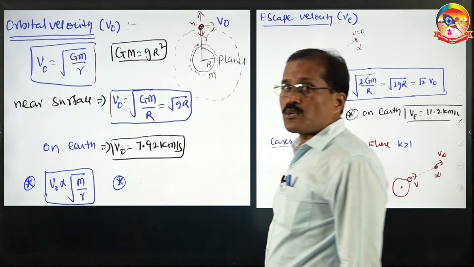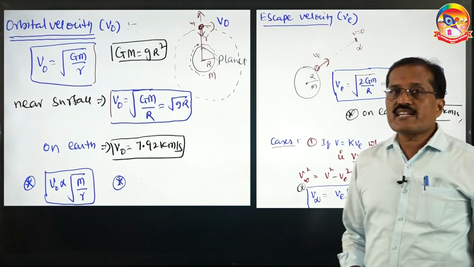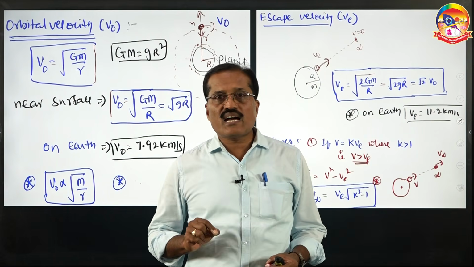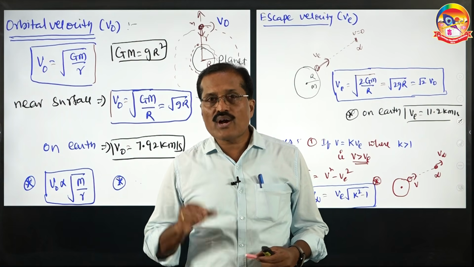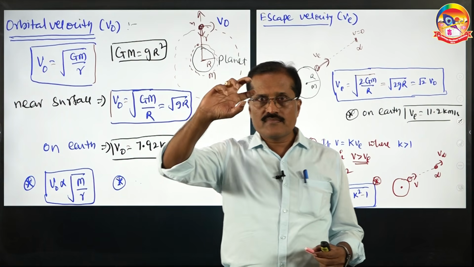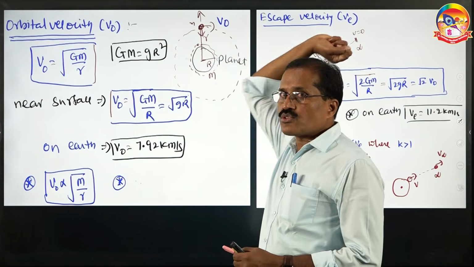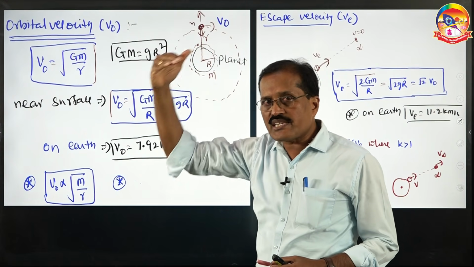That's all about the potential energy, children. Now let us take the 2 important velocities we have. One is orbital velocity, the other one is escape velocity. What is orbital velocity? You have one object on the surface of the planet, at the top of a building, and you throw a body with a certain velocity. The body reaches the ground.